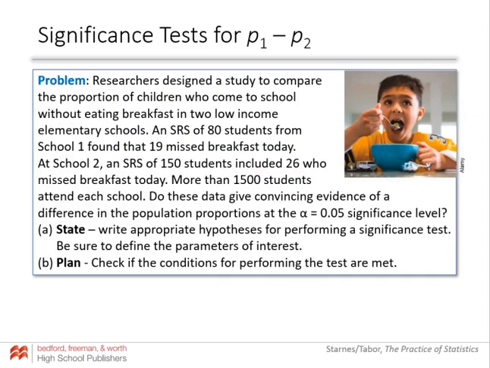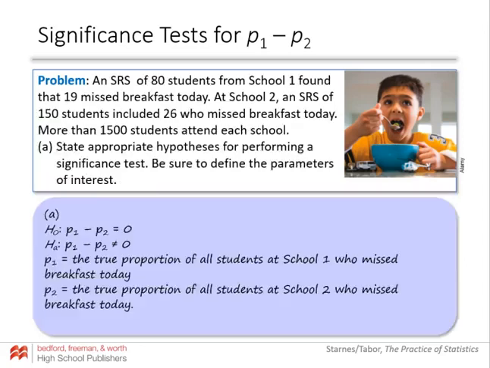All right, so we'll look at an example. You can pause and read this. Okay, so we want to know, is there any difference in the proportion of students who eat breakfast between the two schools? So the first step is state. Our null hypothesis is that there is no difference. And then our alternative hypothesis would be that P1 minus P2 does not equal 0, because the problem didn't give us a direction. So we're just saying, is it different at all?